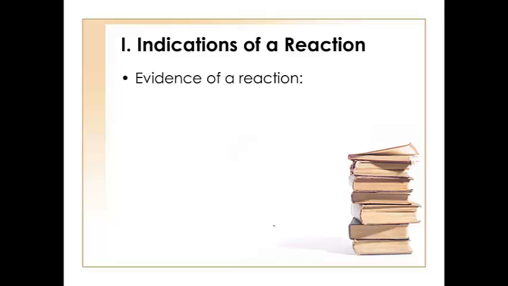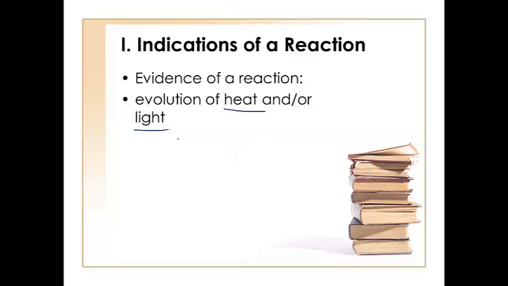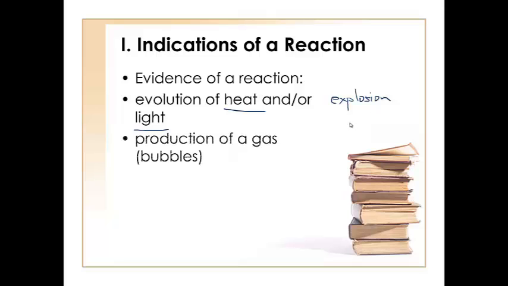Now, how do we know that a reaction took place? Well, a couple different things could take place. Not all of them have to take place. Well, you could have evolution of heat and or light. Heat could be released all at once, in which case you end up with an explosion. That's the difference between an explosion and heat: how fast you release it. If it gets released super fast, it causes gases and things to expand. You get an explosion.